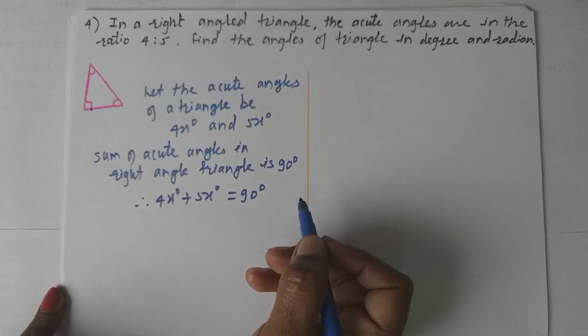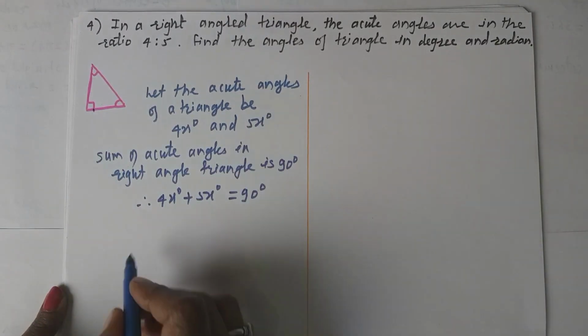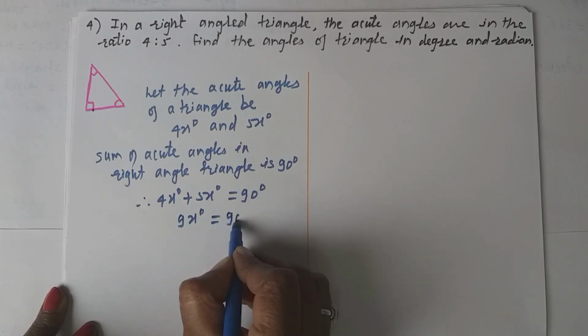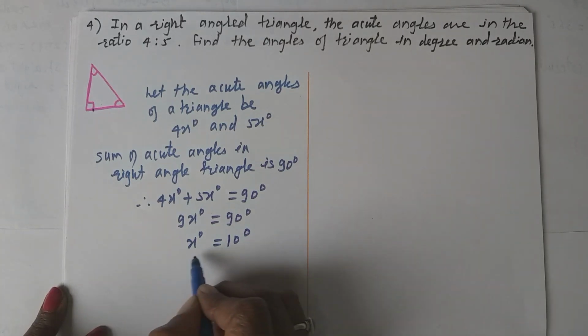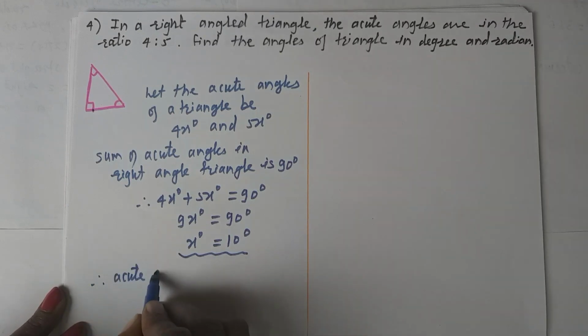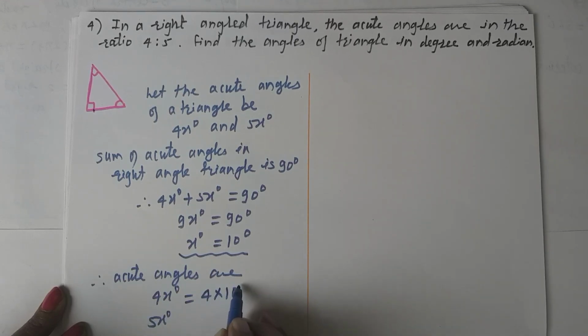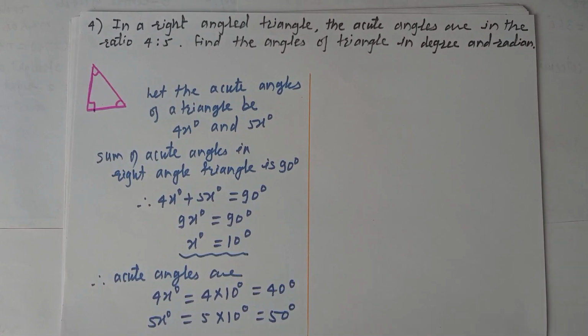And if you use the formula that the sum of all three angles is 180 degrees, then you write down this angle 90 degrees in here, 180 degrees. Then simplify this. 9x degrees is equal to 90 degrees, and the value of x will be 10 degrees. Now what will be the angles? Therefore, acute angles are 4x degrees and 5x degrees. Keep the value of x, that is 10, and you will get this 40 degrees, and this angle will be 50 degrees.